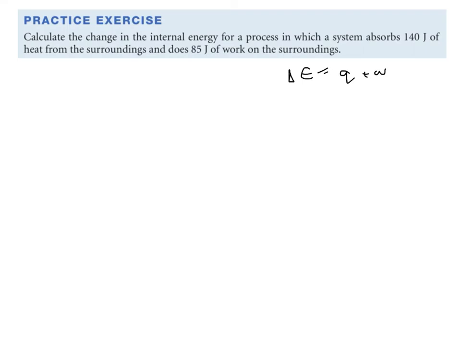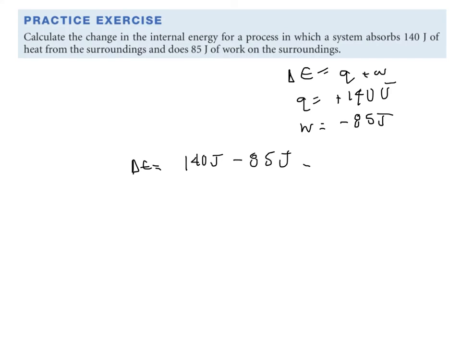Our Q value, because the heat is being absorbed by the system from the surroundings, is by default going to be positive. Our W value does work on the surroundings, so basically the system is releasing work. In this case we know that our surroundings are obtaining more energy. So when we plug this in, our delta E is going to be 140 joules minus 85 joules.